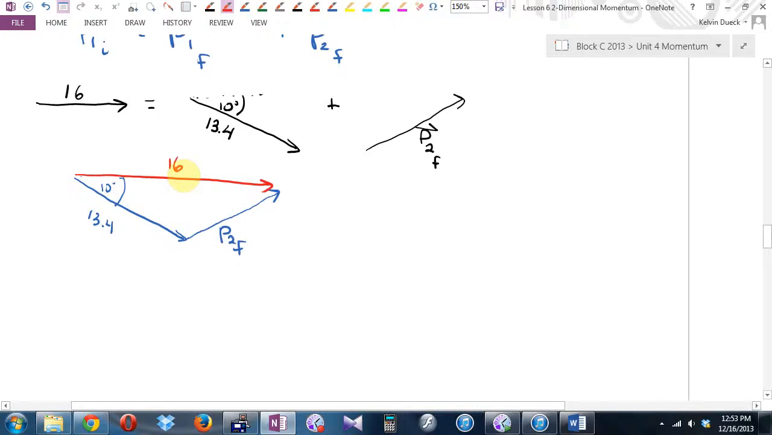You'll always know 2 of the 3 vectors in your triangle. Sometimes you'll know the resultant and you won't know one of the sides like this. Sometimes, like in the previous, you'll know both of the initials and you're finding the resultant.